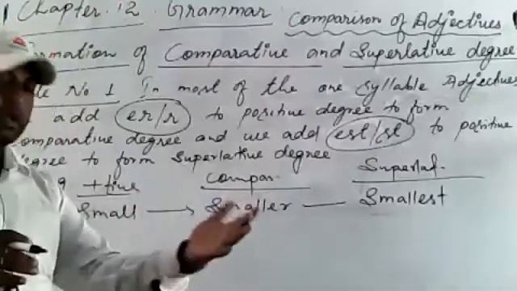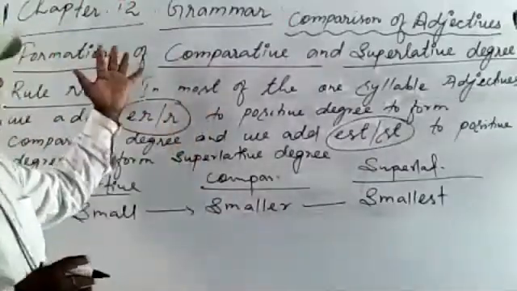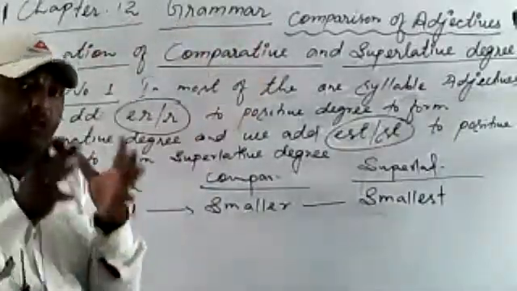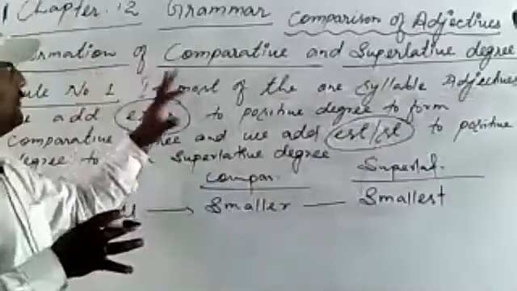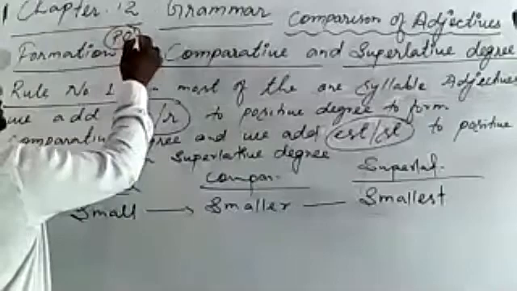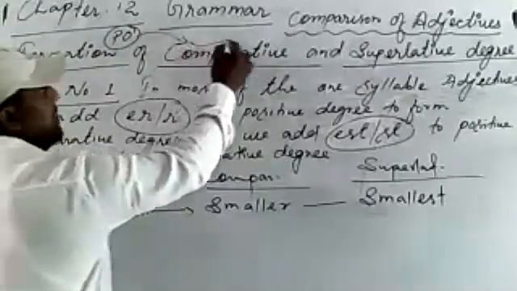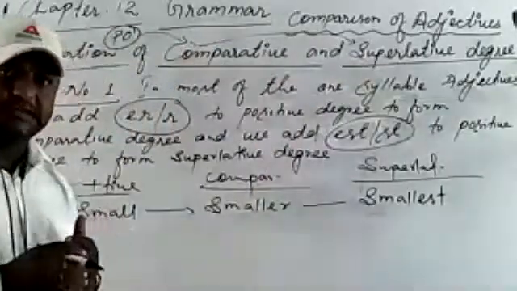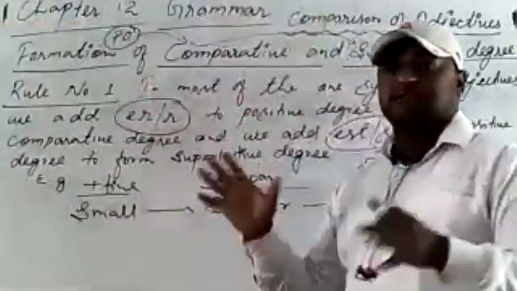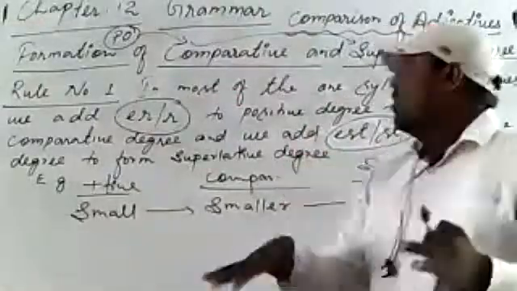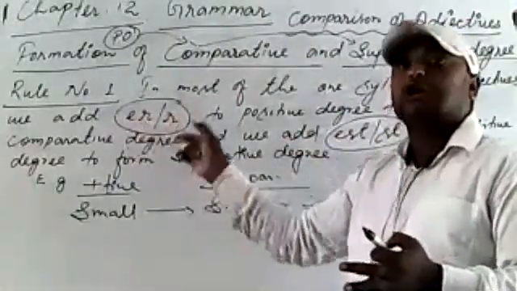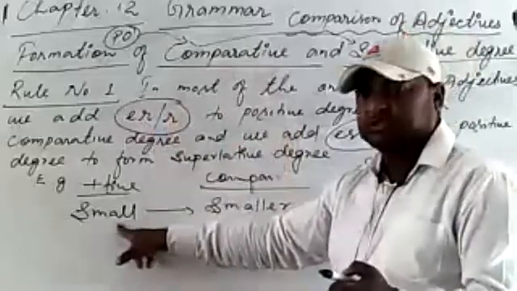Sorry for the inconvenience. Look, come back to the class, students. We are on chapter number 12, grammar, and we are learning comparisons of adjective. Today, we are going to learn about the formations of how to form a positive degree to comparative degree and comparative degree to superlative degree. Yes. So I have written here in the rule number 1 that in most of the cases, what happened in one syllable adjective, we add er or r to the positive degree, means this is positive degree.